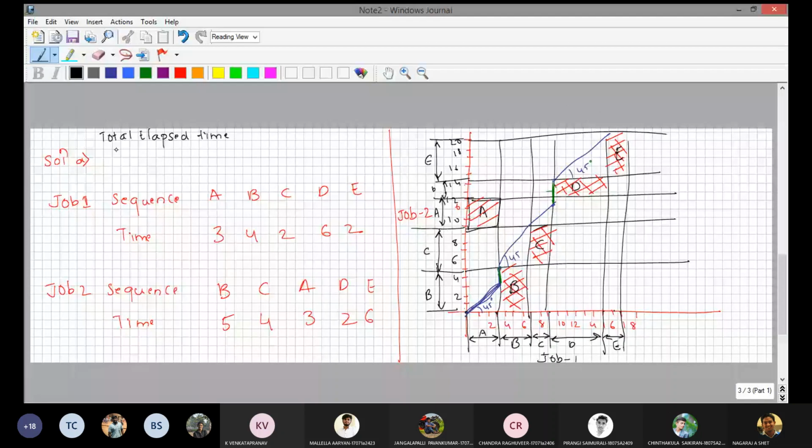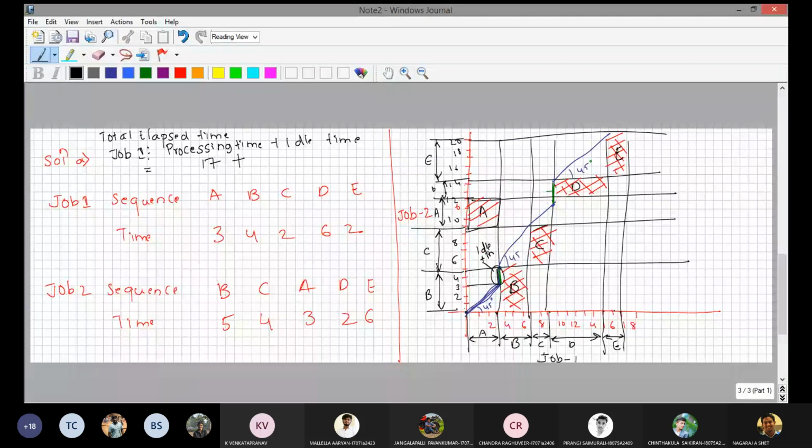For job 1, please write down the processing time plus idle time. What is the processing time? The processing time for job 1 is 17. The idle time, see here guys, when I go from here to this point, you can see this is up to 3, and from 3 to 5 we get the idle time here. This part is the idle time.